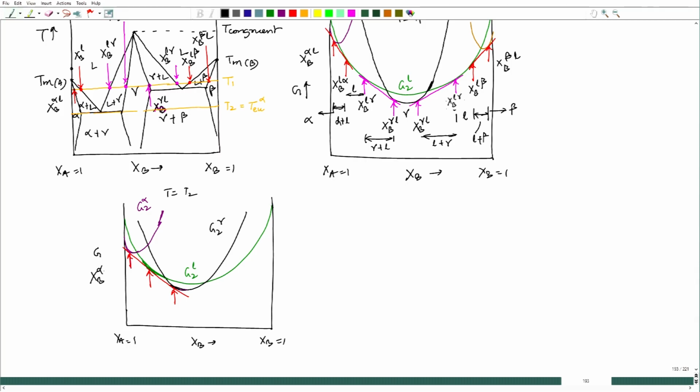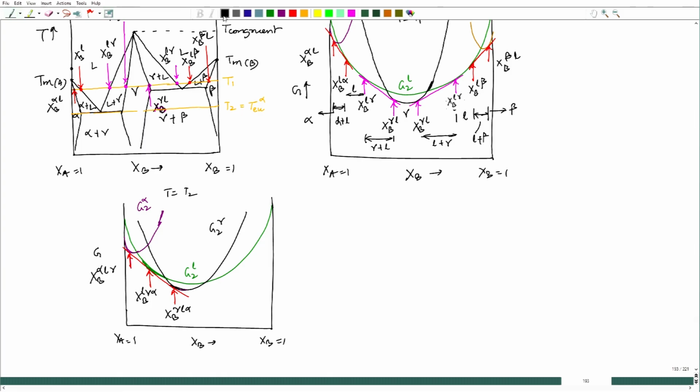So, this composition would be XB alpha in equilibrium with liquid and gamma. This is XB liquid in equilibrium with gamma alpha. This is XB gamma in equilibrium with liquid alpha.